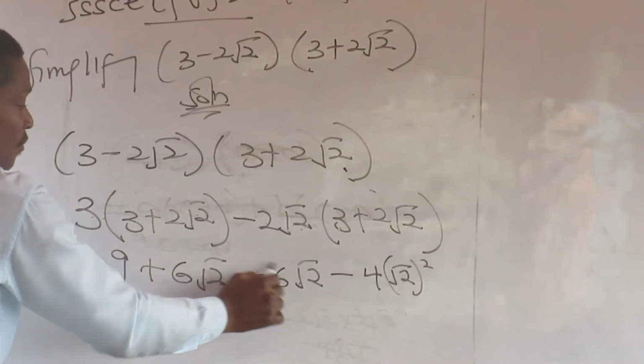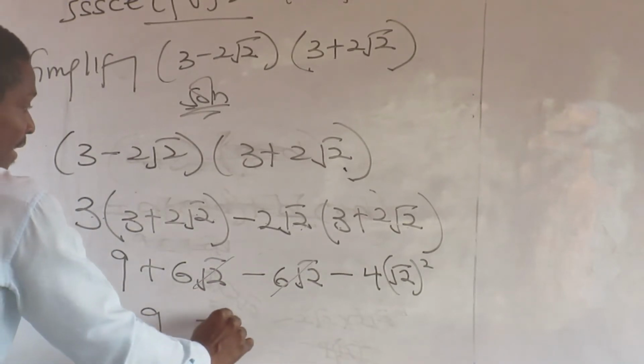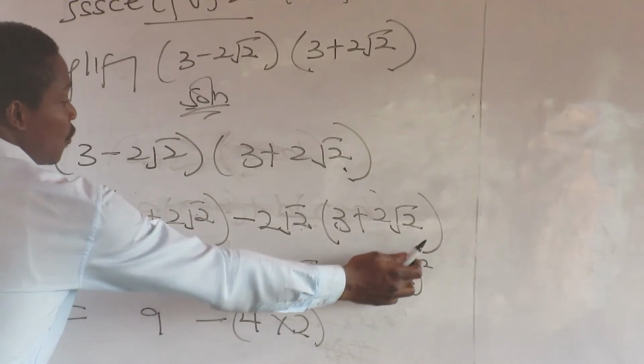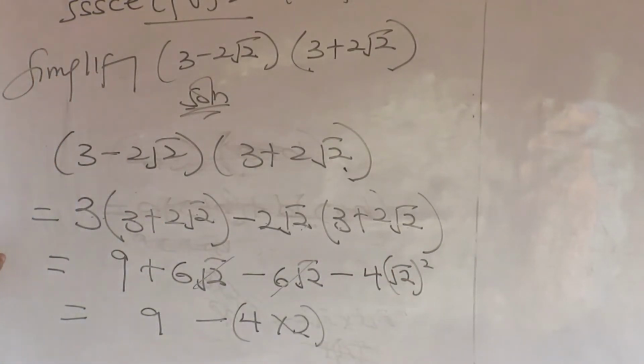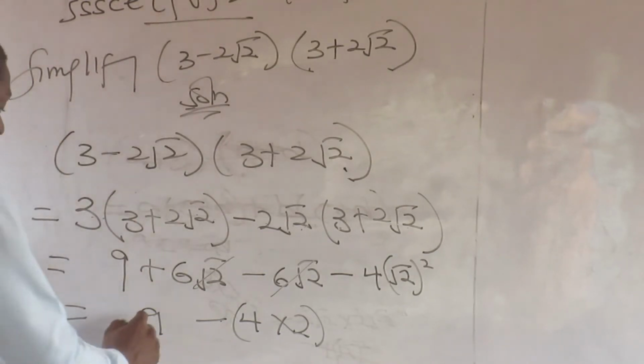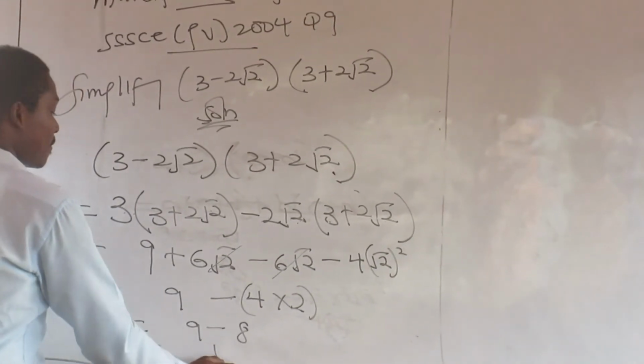6 root 2 minus 6 root 2 will give me 0. Now that is 9 minus 4 times 2. How did I get this? When you square a square root, the square root disappears, even from calculator or from properties of surds. So that is 9 minus 8. Answer is 1.